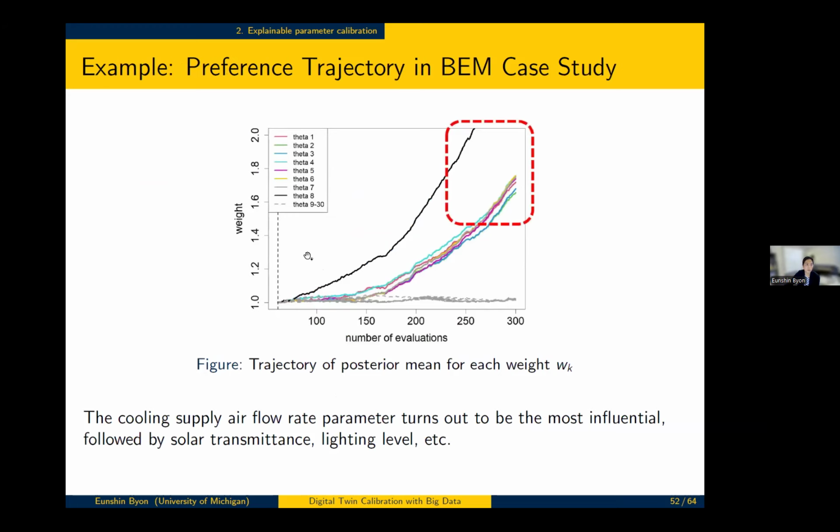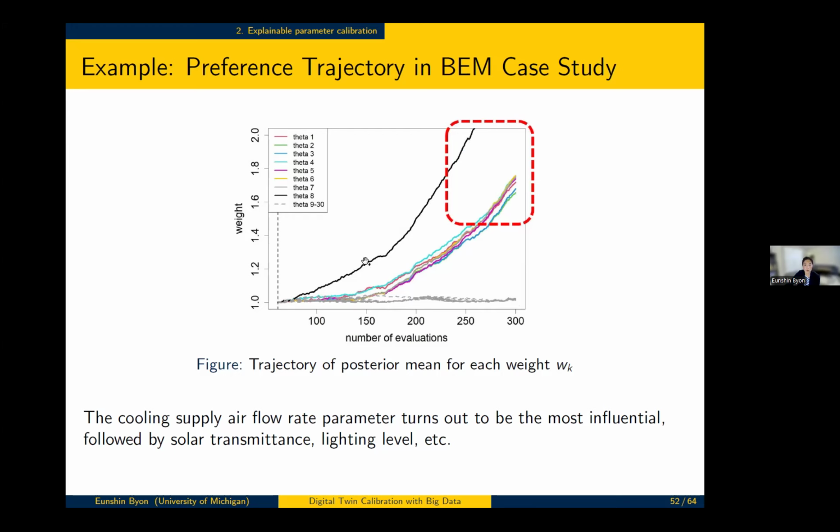And this is a result from the BEM, Building Energy Model case study. And you can see that we consider 30 parameters, but here the gray, this is the trajectory of the posterior mean of the weight vector. And you can see that about 22 parameters are not really important, and only 8 parameters are important. And among these 8 parameters, this theta A is the most influential, and the other 7 parameters are somewhat influential.